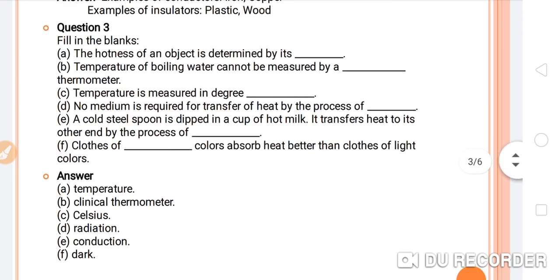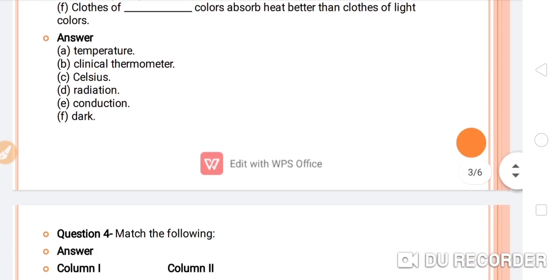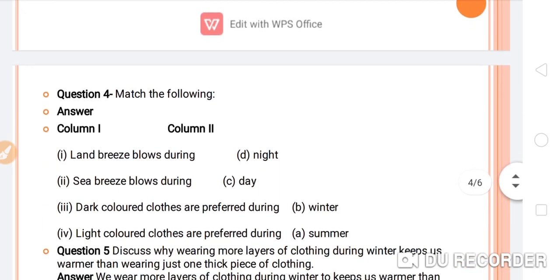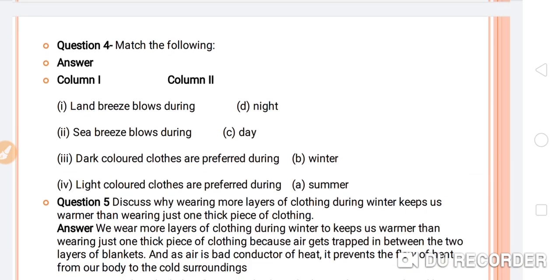So here we have completed fill in the blanks. That was question number 3. Now next question, that is question number 4. Match the following. So let's see, we have to match the following given options.